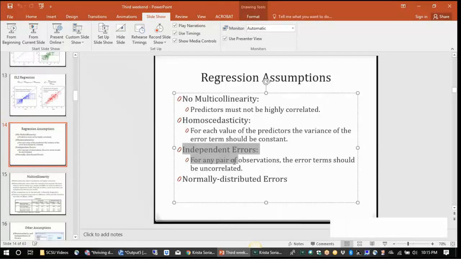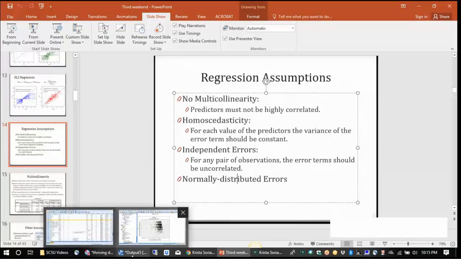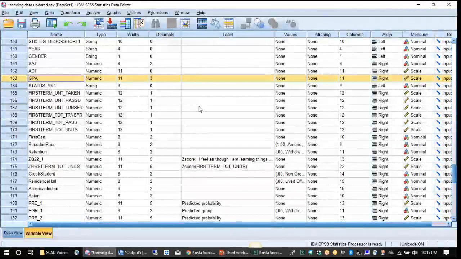Independent errors is measured by Durbin-Watson. Normally distributed errors is measured by that histogram. So we've kind of met those assumptions. We haven't violated any egregiously, that's for sure.